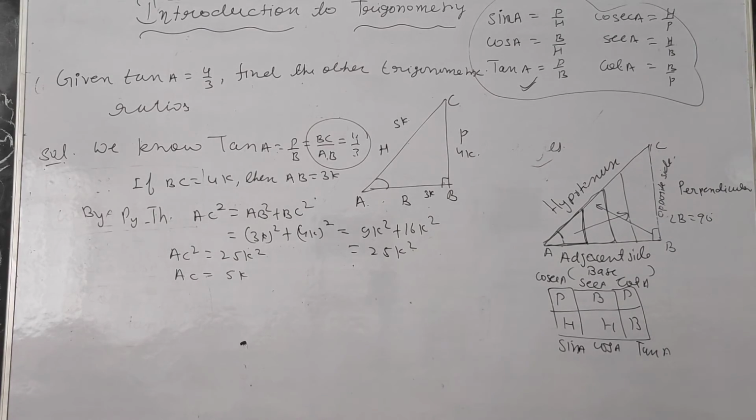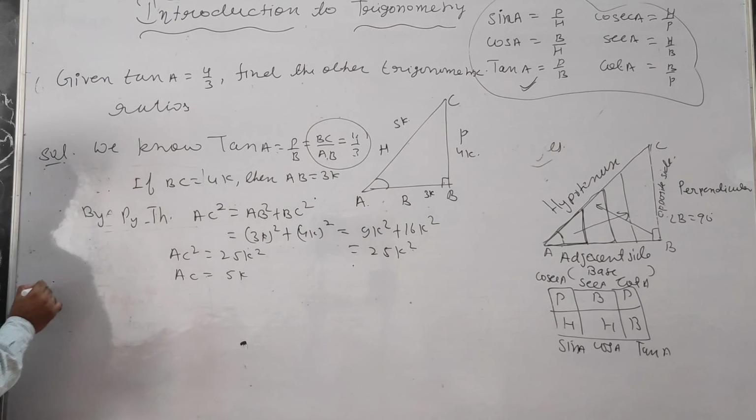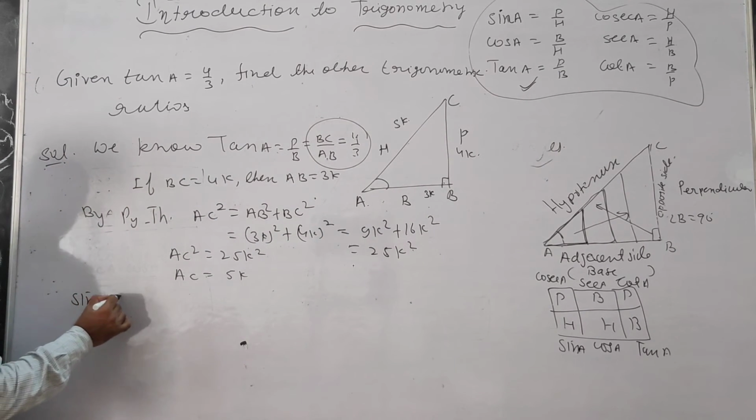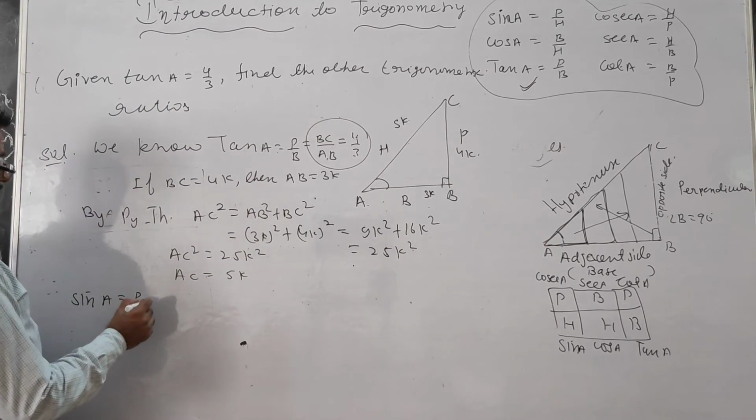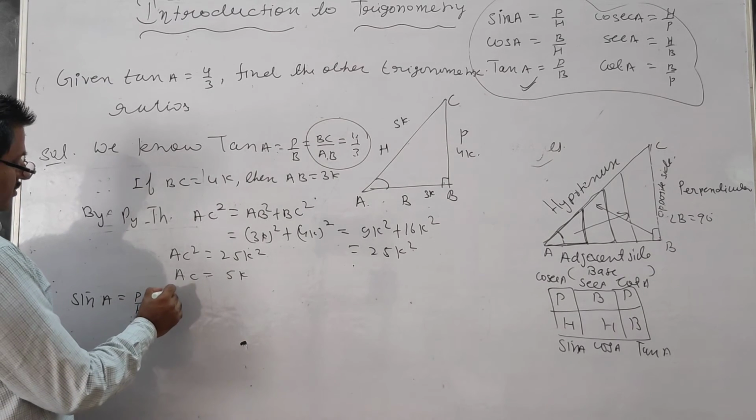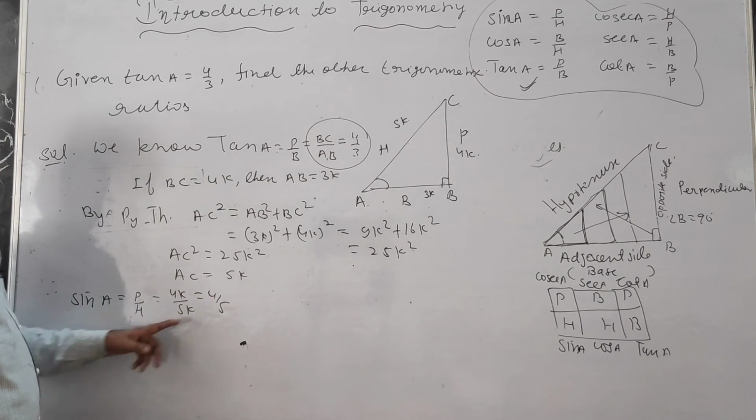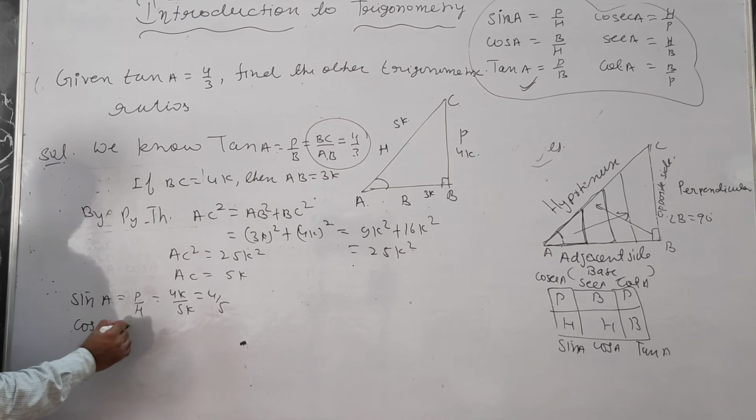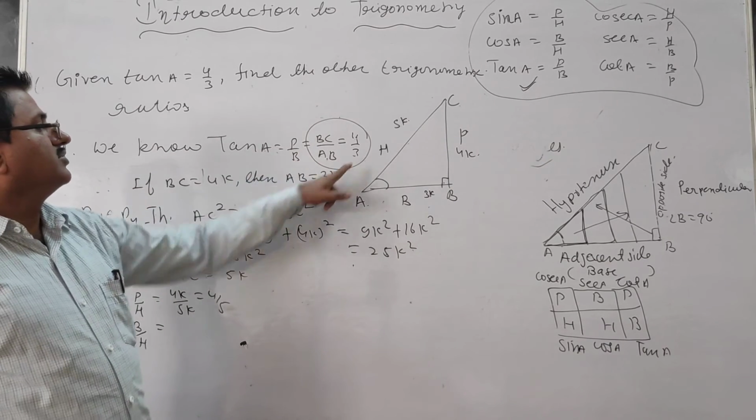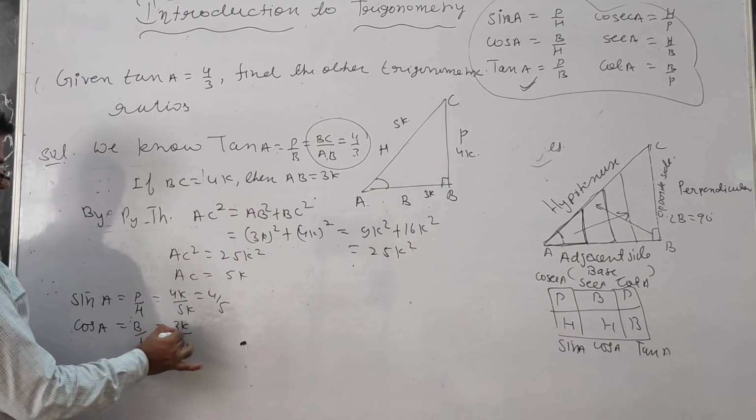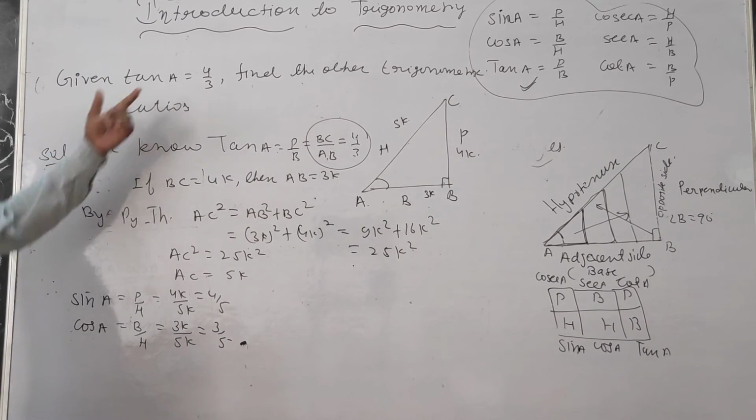So if you know all the three sides of the triangle, then use this formula and we get the other trigonometric ratios. Like, sin A. What is sin A? That is perpendicular upon hypotenuse. So perpendicular is here 4K, hypotenuse 5K. So that is 4 by 5. K divided by K. Then cos A, that is base upon hypotenuse. Now here base is 3K and hypotenuse 5K. So cos A is 3 by 5. Now tan is already given, so no need to find.